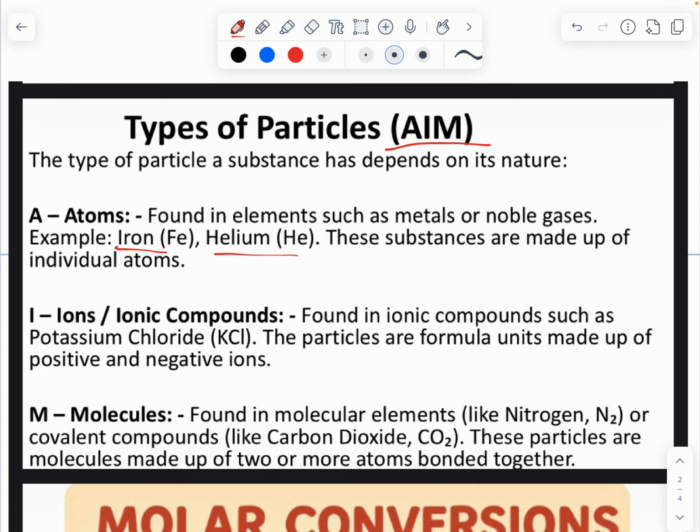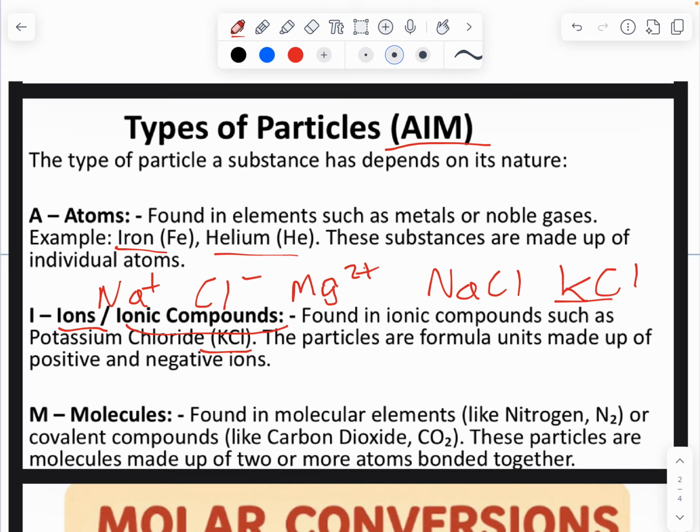The next one is ions. Your ions would have, for example, a positive charge, so Na+ and Cl-, or Mg2+. Those are ions. Ionic compounds are formed from the combination of a metal and a non-metal. An example of an ionic compound would be NaCl. Another example is KCl. It's formed from the bond between a metal and a non-metal. That's your ionic compound.